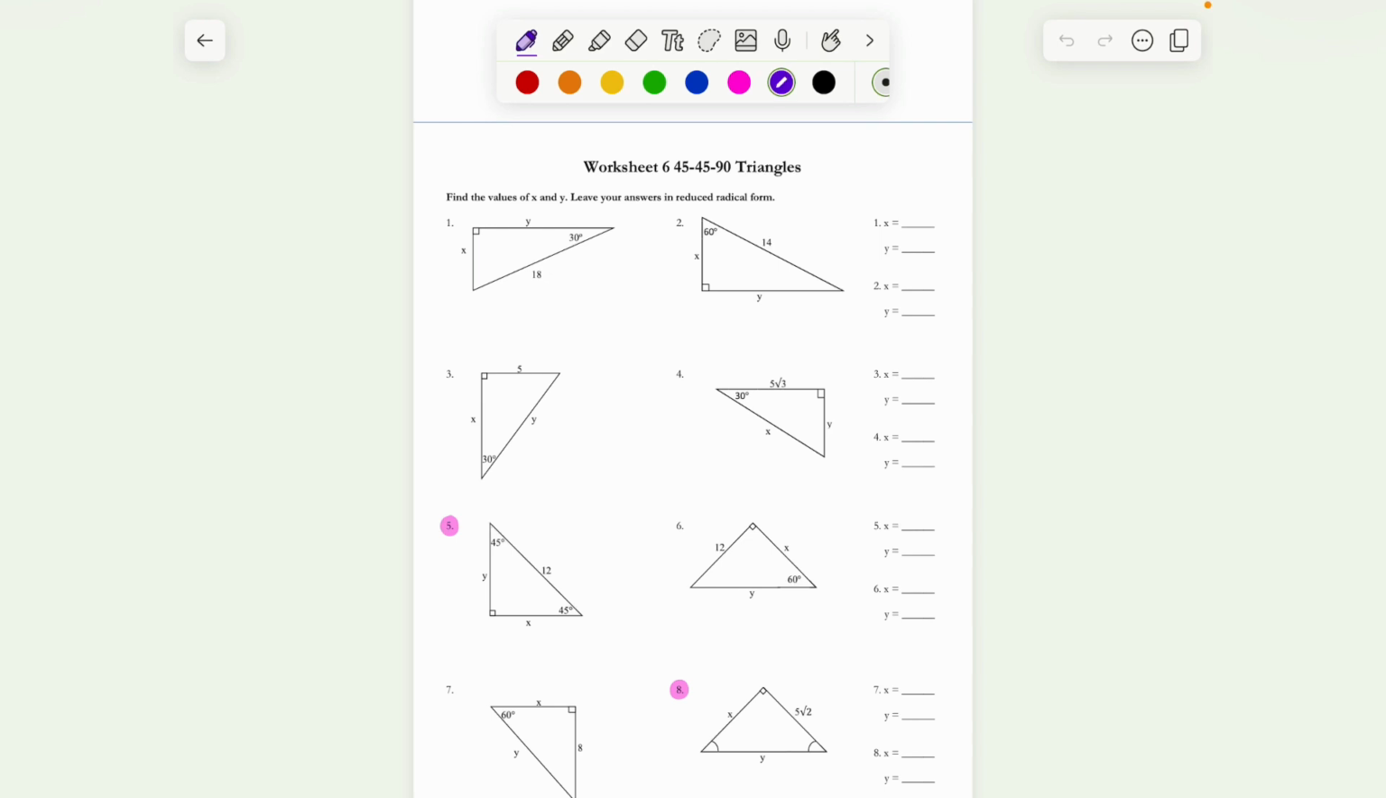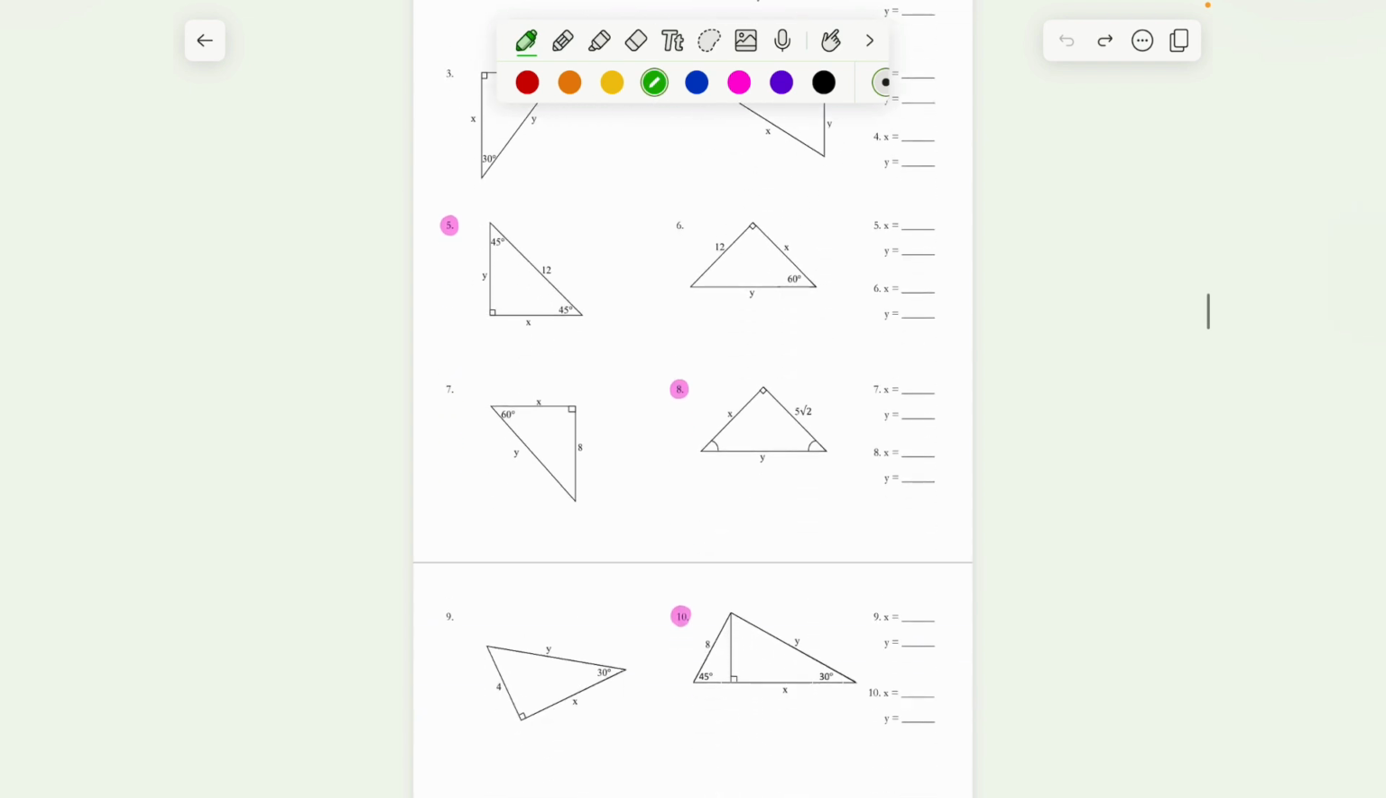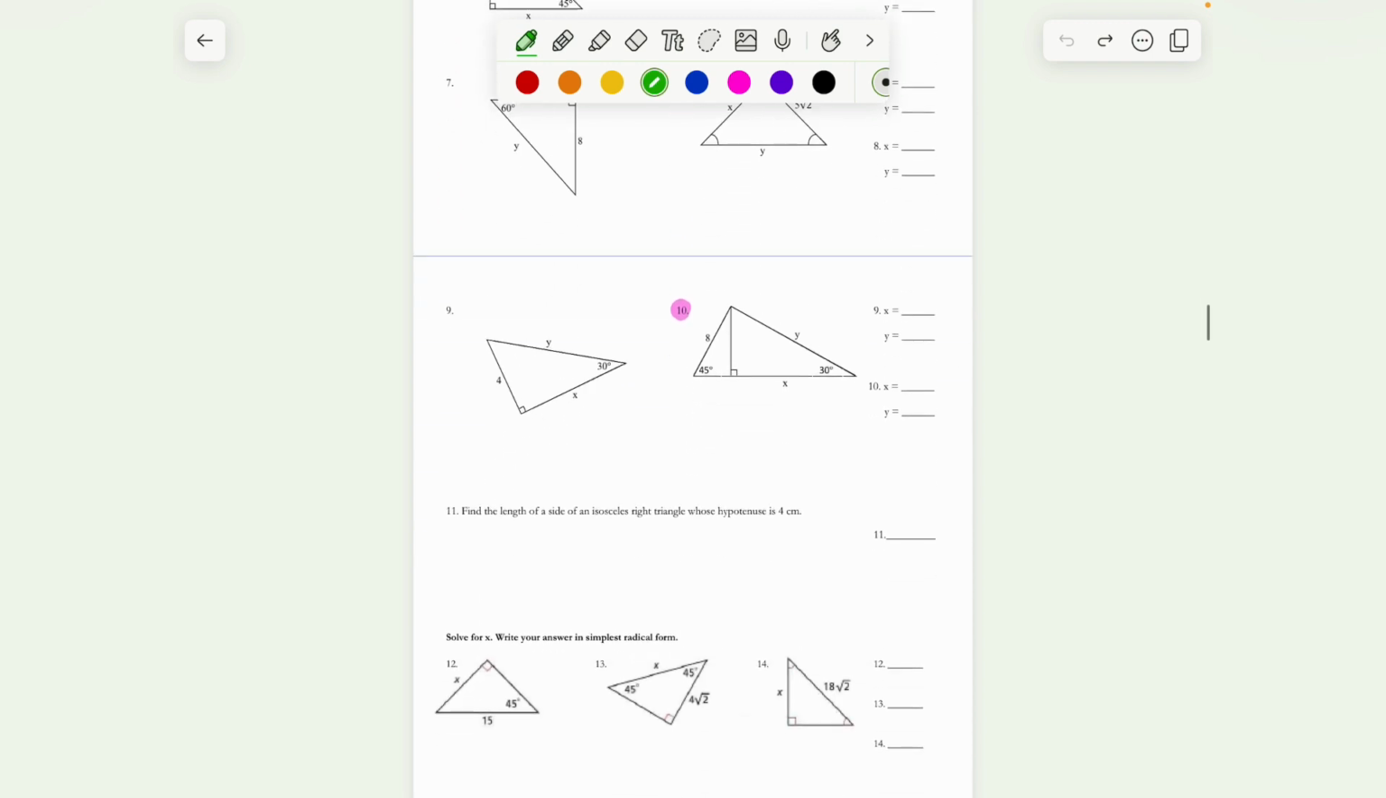Hello class, I am going to go over a couple homework problems from worksheet 6, which is covering 45, 45, 90 triangles. If you look closely at this worksheet, it's really a mix of 30, 60, 90 and 45, 45, 90 triangles, and it's almost mostly 30, 60, 90. So we will go over these together, but I really want to focus in on the 45, 45, 90 triangles since this year in 2025, I was not there to teach it.